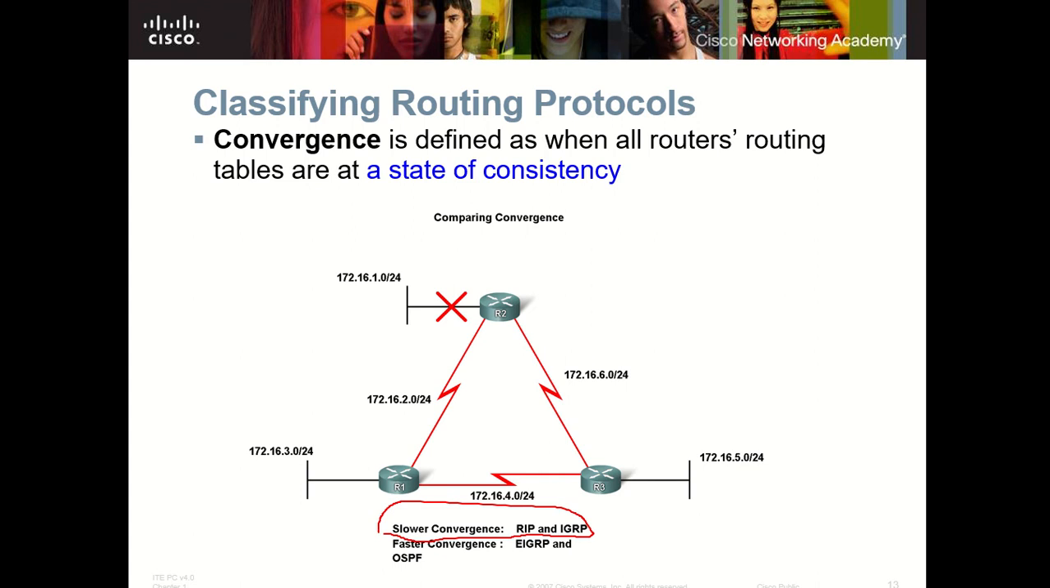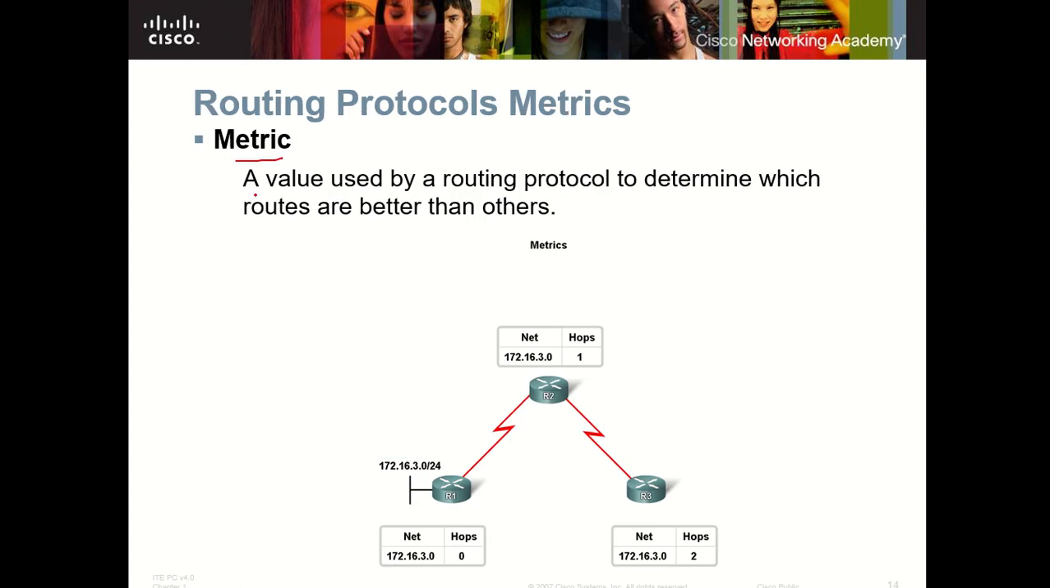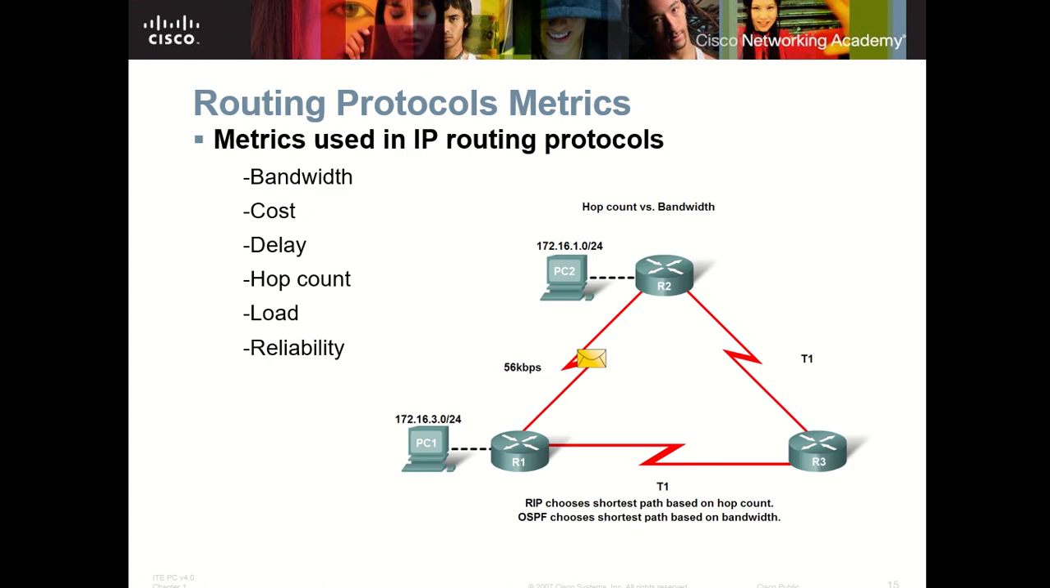We also have the term metric. This is the value used by our routing protocol to determine which routes are better than the others. So again, in the previous session, we discussed the basic types of metric, either bandwidth or hop count. When we say hop count, that is the moment your message hops from one router to the other. There are other types of metrics too, like bandwidth, which we will see later. Okay, these are the metrics used in IP routing protocols. It can use bandwidth, cost, delay, hop count, or load and reliability.